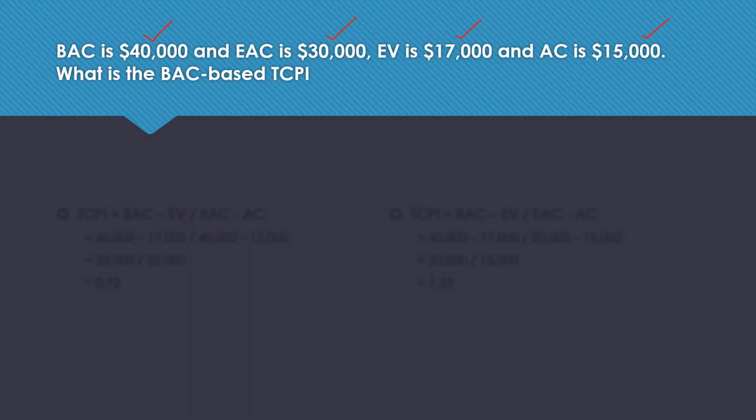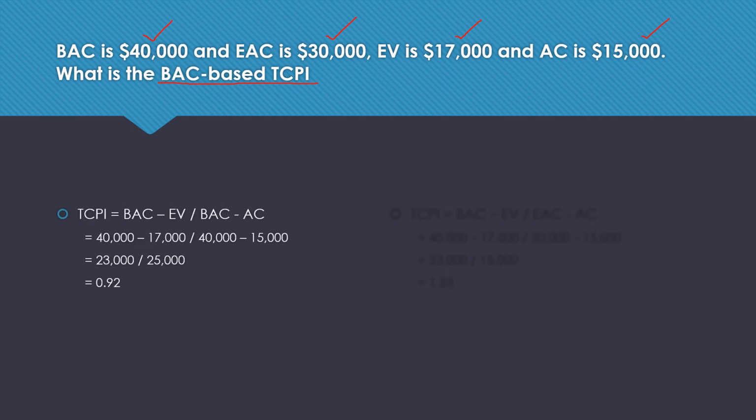Now the question is asking you to calculate BAC based TCPI. What is BAC based TCPI? This is the formula for BAC based TCPI: BAC minus EV divided by BAC minus AC. So you put in the values, and this is the answer that you get, 0.92. Now TCPI is the to complete performance index. It is also an index. If the value of an index is less than 1, what does it mean?